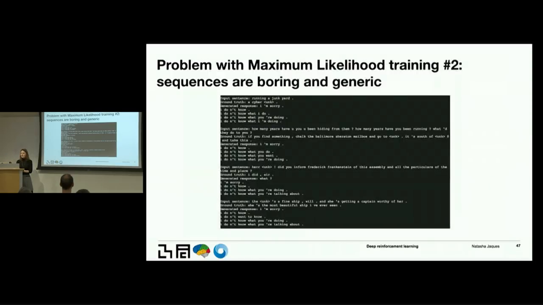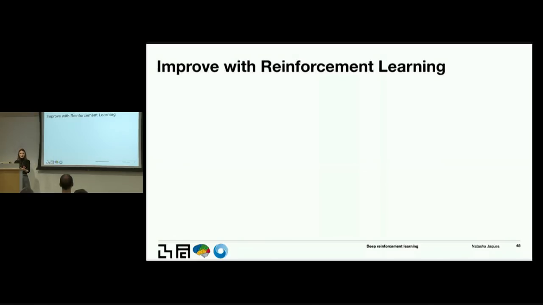So that's one problem. The other issue is that sequences trained with maximum likelihood are often boring and generic. So this is me training a dialogue model to generate language. You can see that it just keeps saying, I don't know, I'm sorry, and I don't know what you want. I don't know what it's trying to tell me, but what's happening here is that these sequences are very likely under any input. I don't know sort of works in response to any input. So if you just maximize the likelihood of the data, you tend to collapse on only a few sequences. So that's not very interesting. So what we'd like to do is improve both of those problems, the lack of variety and the lack of structure, with reinforcement learning.